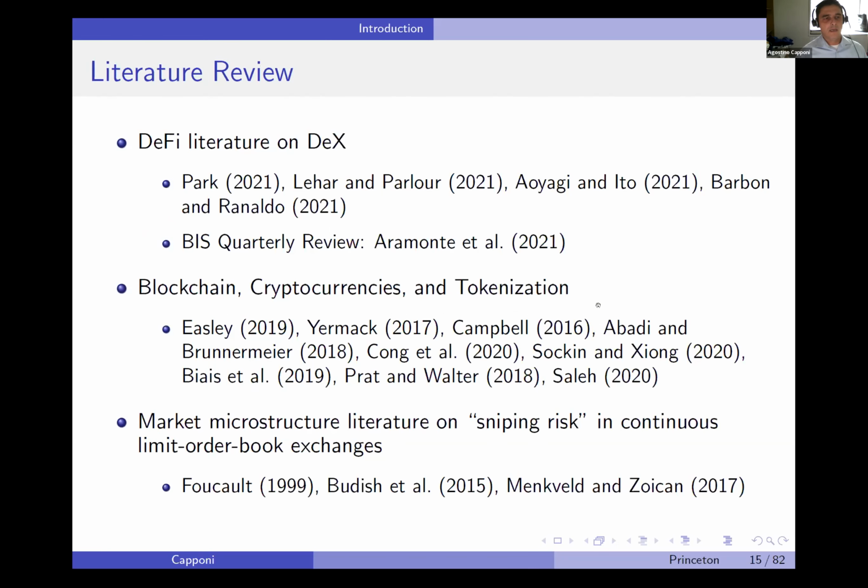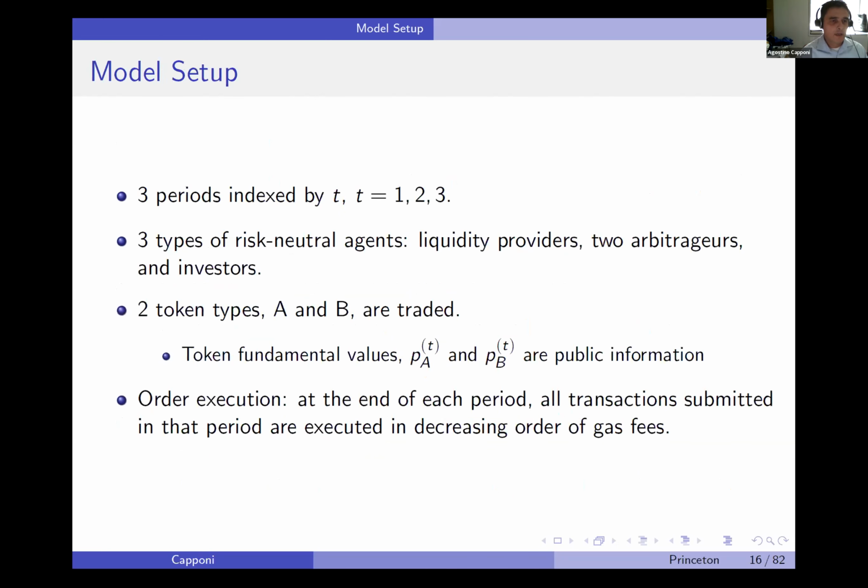I think I will skip the literature review for now. The mathematical finance literature is not very well developed in this area, and I'm hoping there will be more people working on this topic. It's quite new, so most of the literature comes from traditional market microstructure, like the paper by Budish and Foucault about sniping in limit order books. There is some evolving literature on blockchain and cryptocurrency, and some also on DeFi and decentralized exchanges. But I want to start with the model, which is a very simple model, just to understand what the main economic forces in place are.